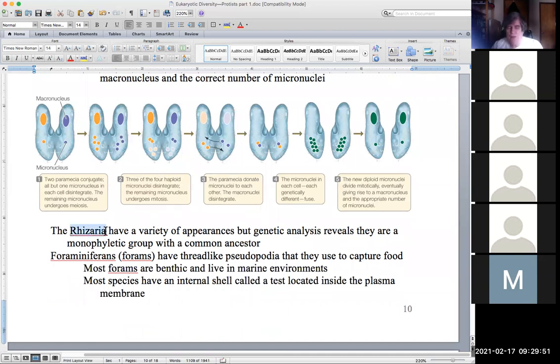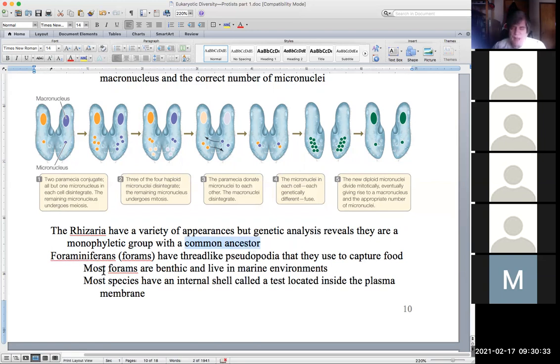Now, the next main group we have is the Rhizaria. Remember, what we're talking about now is the SAR clade, the Stramenopiles, the Alveolata, and the R is the Rhizaria. And the Rhizaria look very different from each other. But like a lot of the Protista, the reason they're in this group is because of genetic analysis. Genetic analysis reveals that they're a monophyletic group. Now we know mono means 1, so that basically means there's 1 common ancestor for all the Rhizaria.